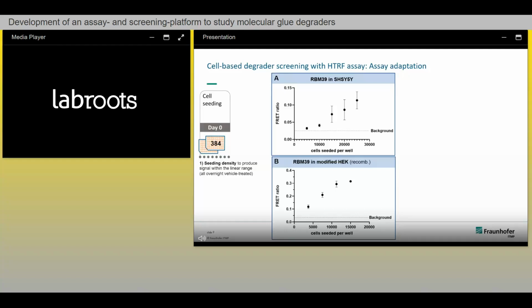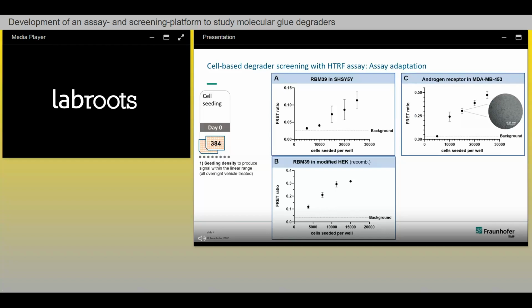We also have a cell line that we have genetically modified to express RBM39 from our construct, and we did the same with that cell line. And of course, we do read higher signals at lower cell densities here, just because the expression of RBM39 in that modified cell line is higher than just the endogenous target in the SHSY5Y cells that you see in A. So we believe it's important to titrate the cell line that you plan to use in your assay and see for the linear range.